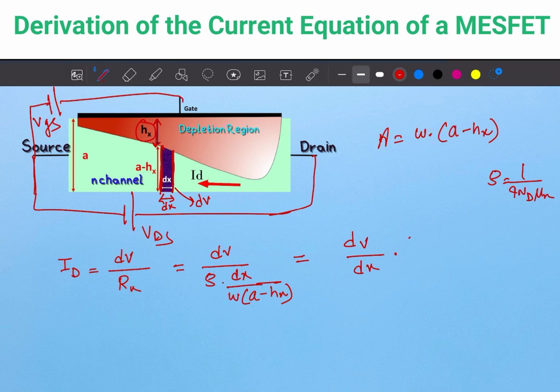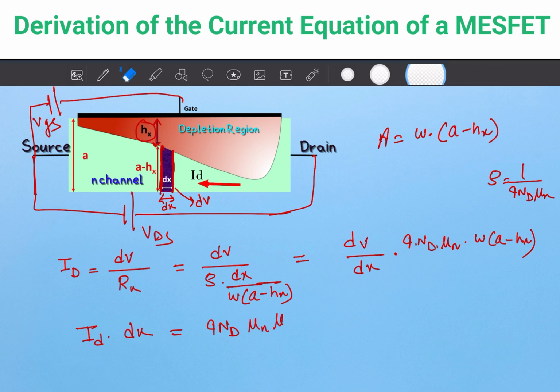Okay, so we can write down q Nd μn W (a − h(x)). From this, Id multiplied by dx is equal to q Nd μn W (a − h(x)) dV. If we do the integration, then we will get the value of ID.